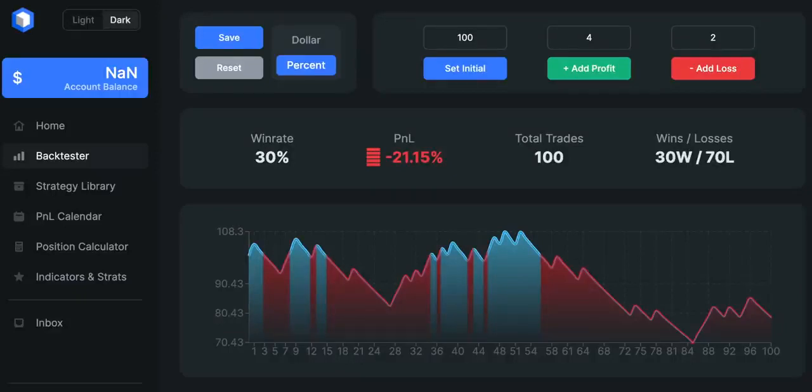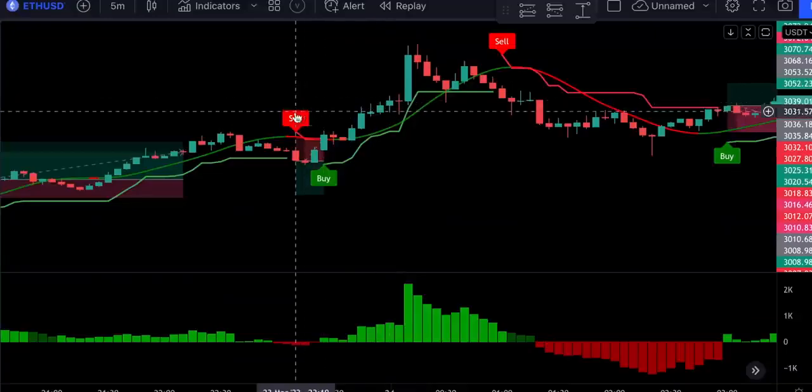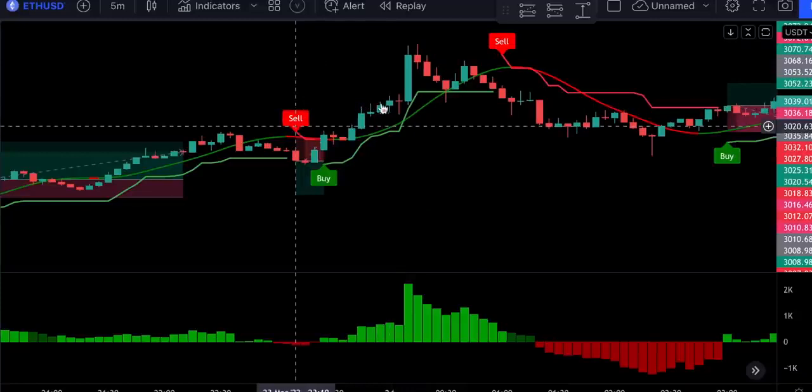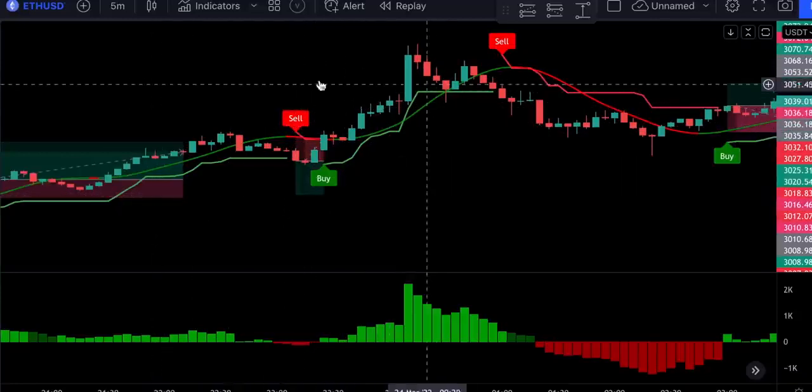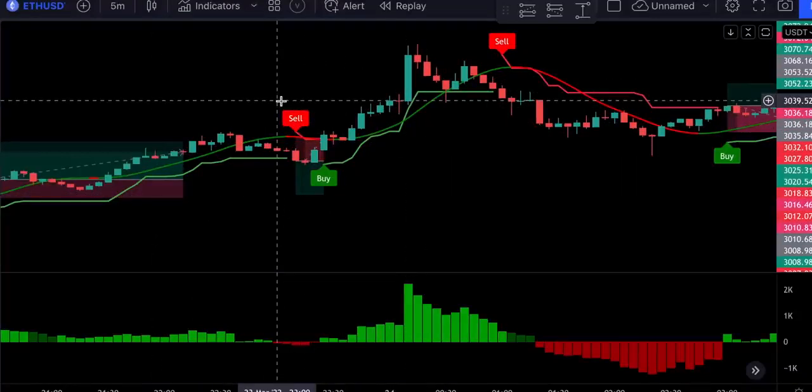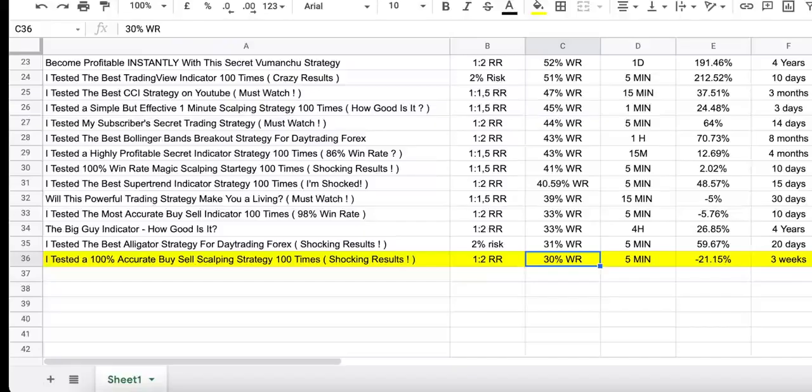The second problem with this strategy is that it gives a lot of false signals. For example, this sell signal right here was absolutely unnecessary because as we can see, the overall trend is bullish. We cannot trade against the trend and this system is proof of that. Okay, so in terms of win rate, this 100% accurate trading strategy is sitting in the very last place. This is officially the worst strategy I have ever tested on this channel.